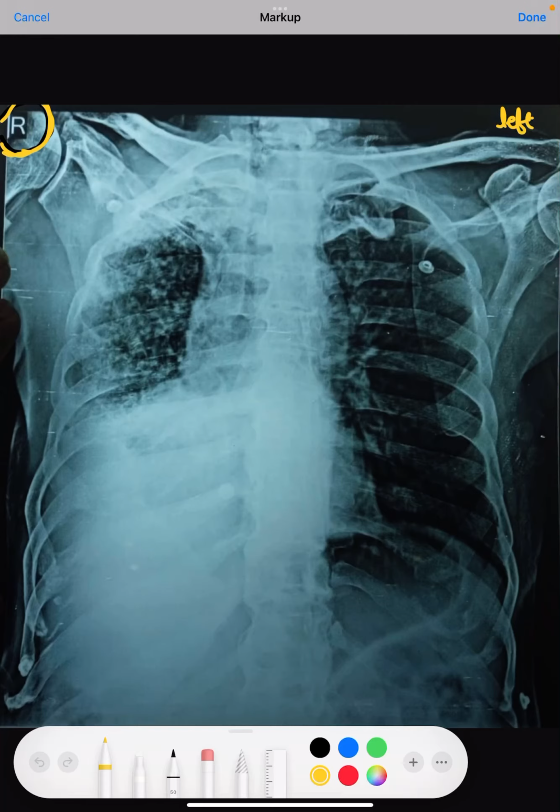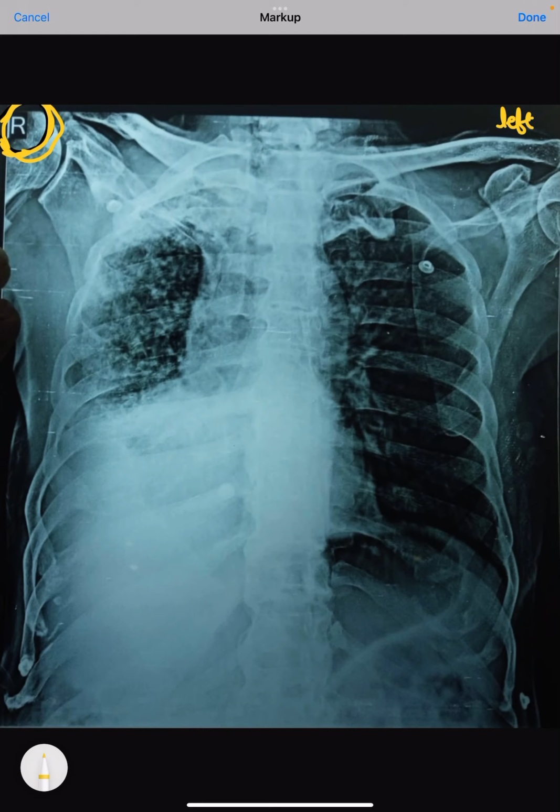Now, this is a very interesting X-ray, and we'll be seeing a few of the things. So in this X-ray, what we can see is there is significant shifting of this mediastinum to the right side. Now, this is the right side that we can very clearly make out, and this is the left side, obviously. This is very well marked on the X-ray film.